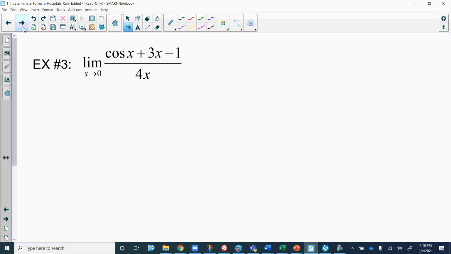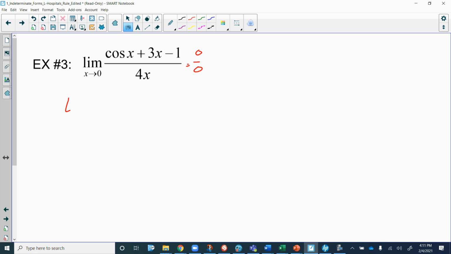Moving on to this next one here, if I try to do direct substitution again, well, cosine of 0 is 1. 3 times 0 is 0. So this would give me a 1, this would give me a 0, and this would give me a negative 1, giving me a 0 in the numerator, and 4 times 0 in the denominator, 0 over 0. So we have another indeterminate form with this limit. And we see that by just doing the direct substitution.